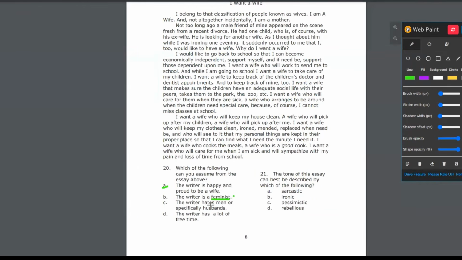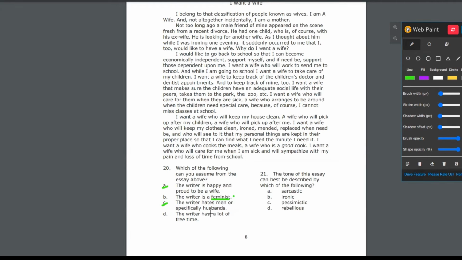All right, the writer hates men or specifically husbands. Even though she's being sarcastic when she's describing it, there's nothing in the passage to allude to the idea that she actually hates men. She might, but we don't have the evidence to support that. And that's going to be a key occurrence in this section. If you don't have the evidence to support it, you can't choose it as an answer.